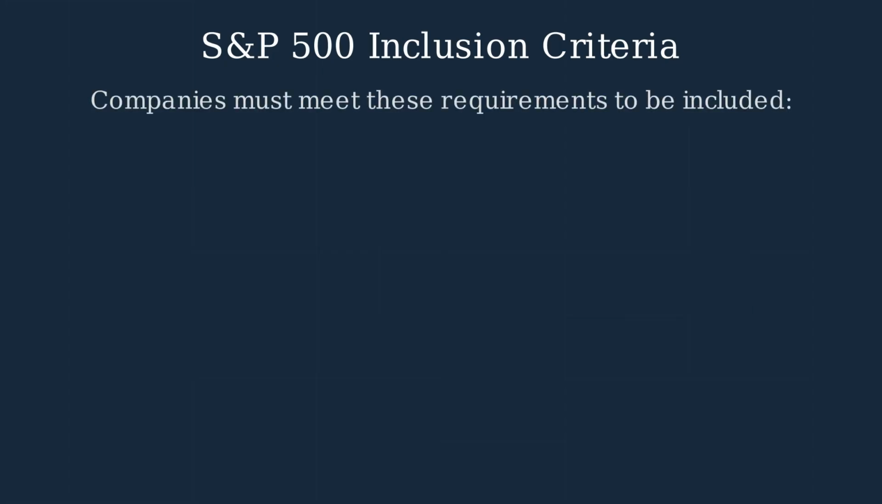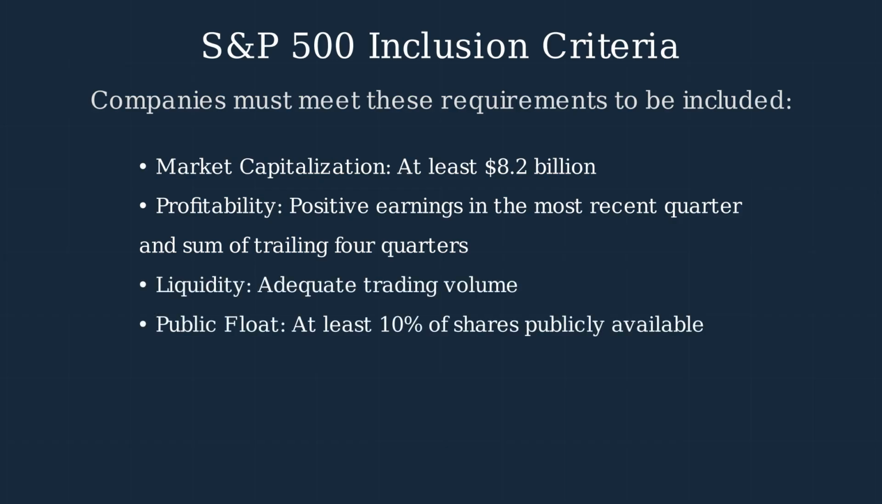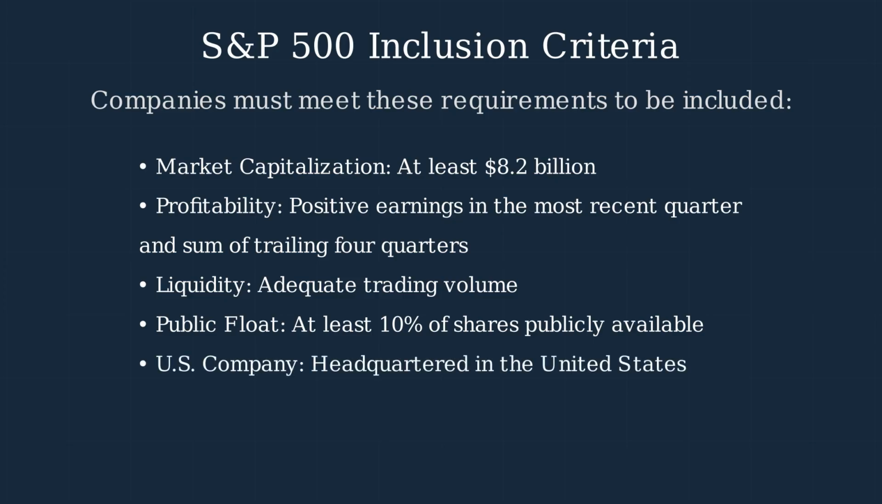To be included in the S&P 500, companies must meet specific criteria established by the Index Committee. The market capitalization requirement is currently over $8.2 billion, making the S&P 500 truly a large-cap index. Companies must also demonstrate profitability, with positive earnings in the most recent quarter and over the trailing 4 quarters combined. Additional requirements include adequate trading liquidity and at least 10% of shares available for public trading. Finally, companies must be headquartered in the United States to be eligible for inclusion.